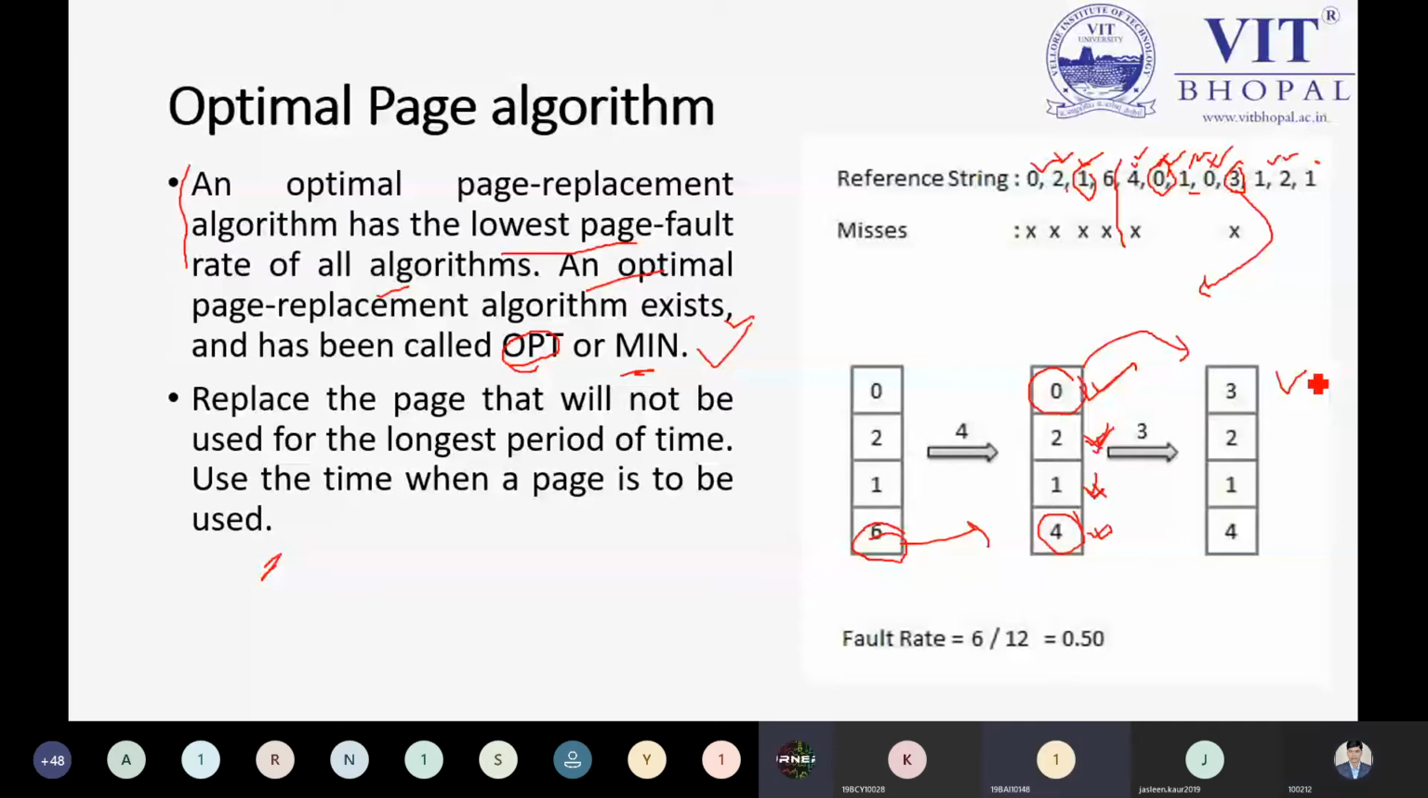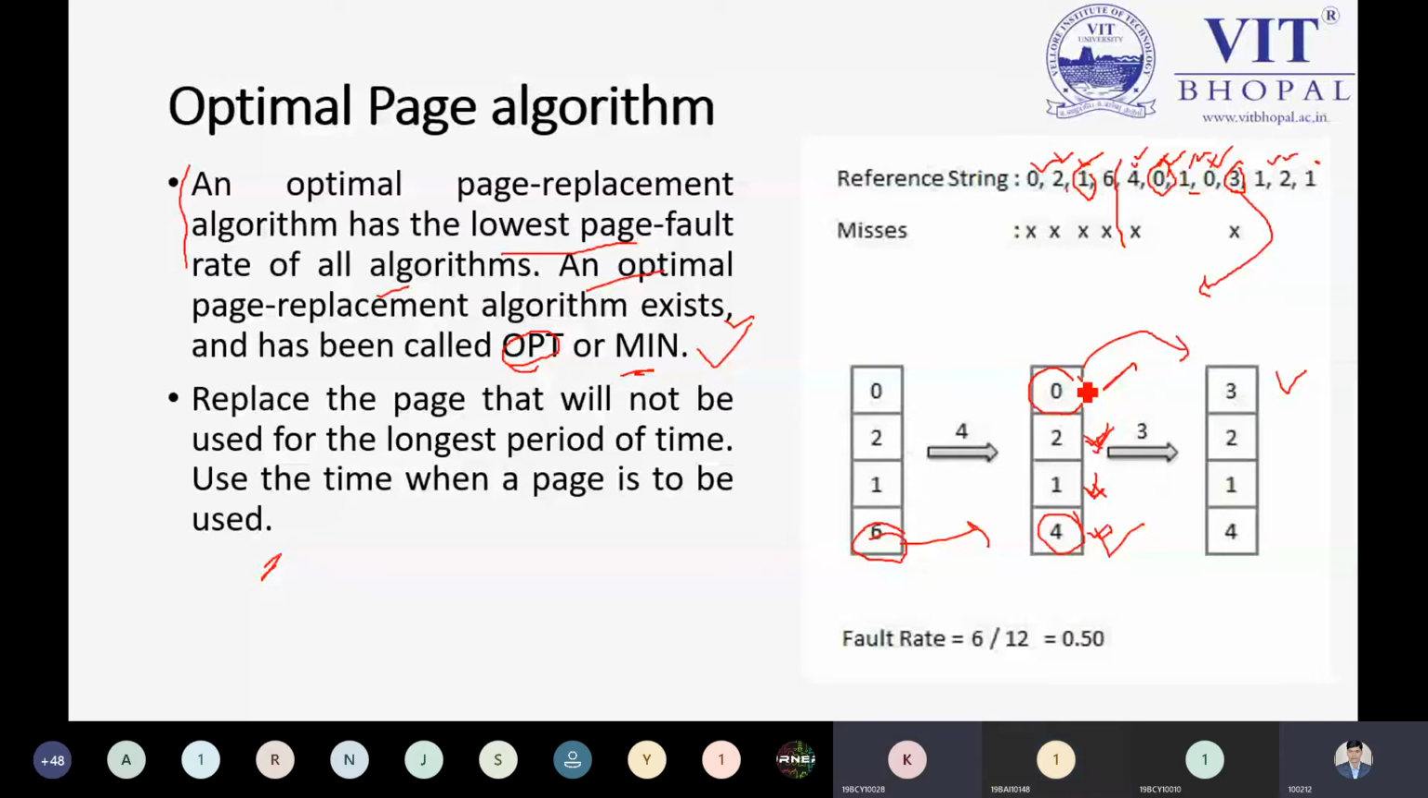Got it, sir. Why is 3 replaced by only 0? Why not 4? Can you repeat that again? I am saying the competition will come between 0 and 4, but 4 is recently used. 0 is the value which is not being used for the longest period, so that is why 0 will be replaced. This is the point.